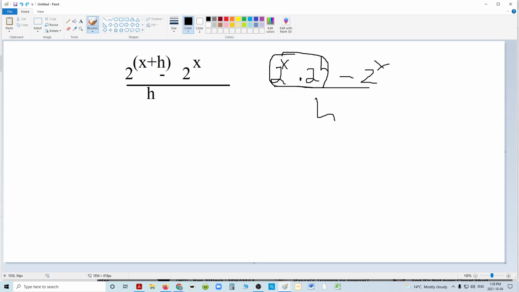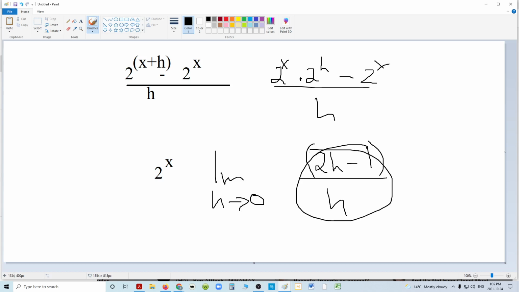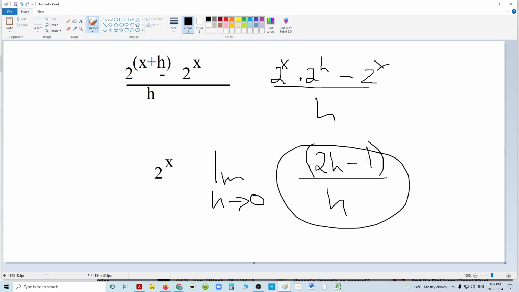Well, these terms both have 2 to the x in common. So I can take 2 to the x out, and I'm left with 2 to the h minus 1 all over h as h approaches 0. Well, 2 to the x doesn't have an h in it, so it's just a multiplier, which means I can put it in front of my limit. It's no longer an issue because it doesn't have an h in it. All I have to do is figure out this. Well, when I plug this in, I get a number like 0.69.